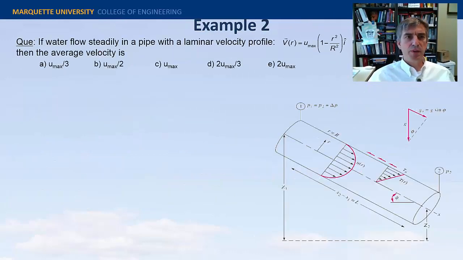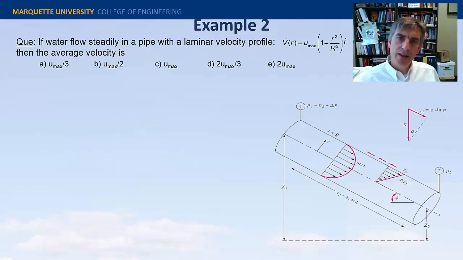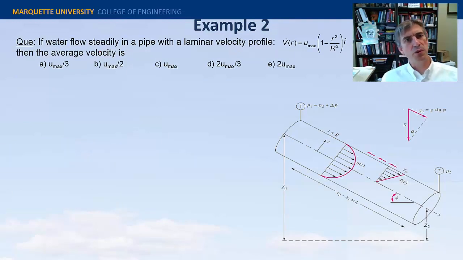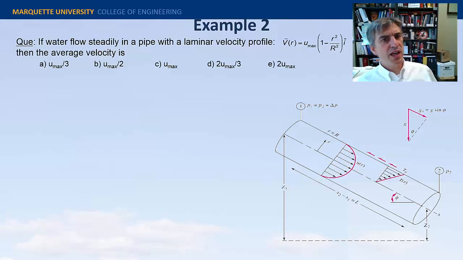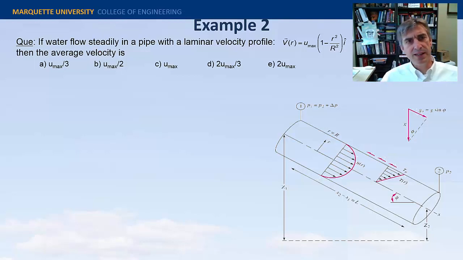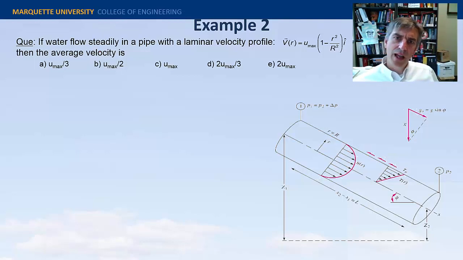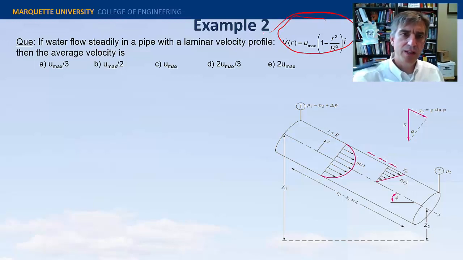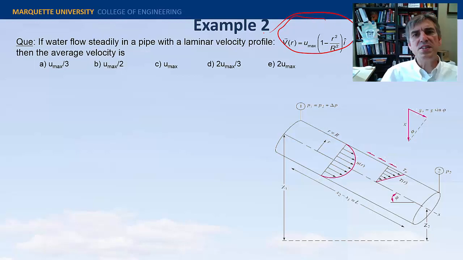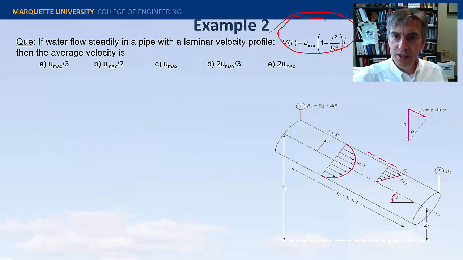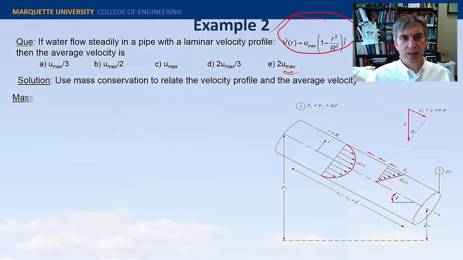All right, let's do another example. This really belongs with conservation of mass, but it sets up the third example problem. So let's go through it first. If water flows steadily in a pipe that's inclined with a laminar profile. Here I'm giving you the profile, so that tips you off that we're going to have to integrate. What's the average velocity? So here's the profile, and we're asking what's the average velocity in terms of Umax.